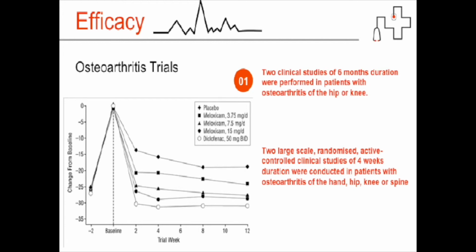hip, knee, or spine. In the first study, the effects of meloxicam 7.5 mg were compared against the effects of diclofenac 100 mg. In the second study, the effects of meloxicam 7.5 mg were compared against the effects of piroxicam 20 mg. The results from both studies indicated that meloxicam 7.5 mg was as efficacious as diclofenac 100 mg SR and piroxicam 20 mg in the treatment of symptomatic osteoarthritis.